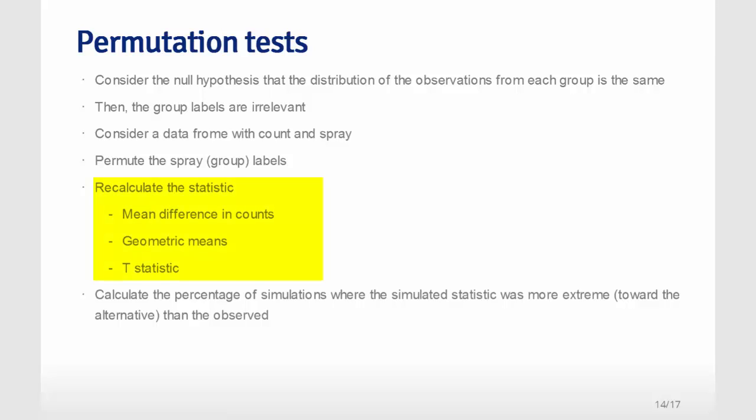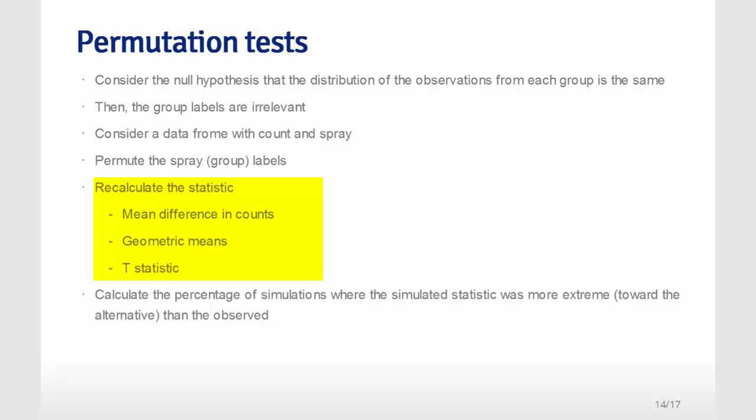You could use any statistic you'd like. For example, it could be the mean difference in counts between the two groups. It could be the geometric means, or even a t-statistic. You can use a t-statistic and not compare it with a t-null distribution. You could compare it to a permutation-based null distribution.